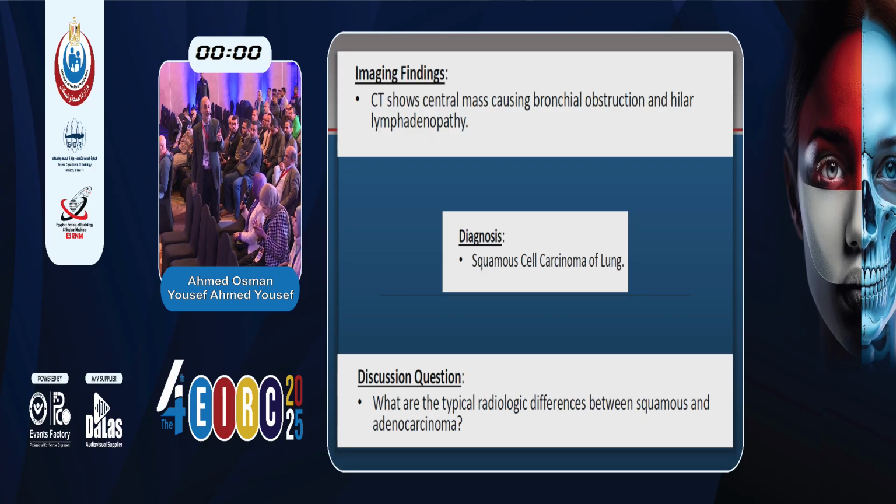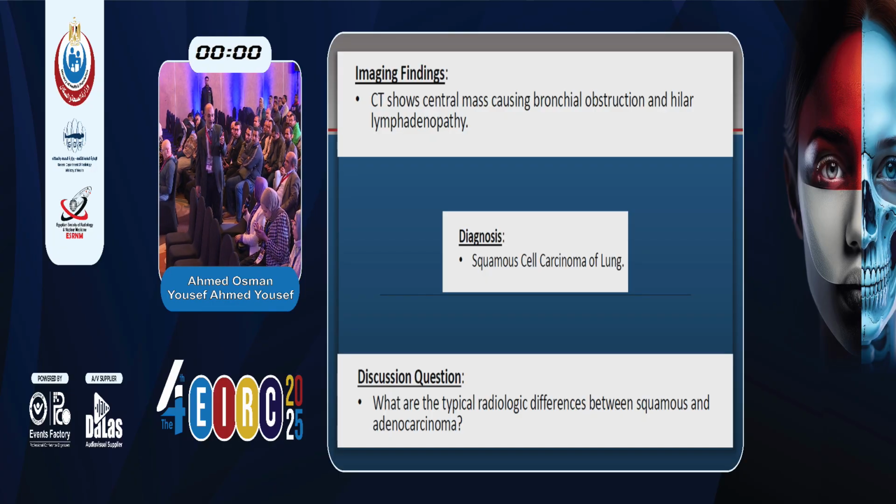What about the lymph nodes? What about others? What about cavitation? Cavitation in adenocarcinoma? Cavitation is with adenocarcinoma? Squamous. Cavitation suggests squamous. Adenocarcinoma is peripheral, associated with some sort of atelectasis and consolidation like that.